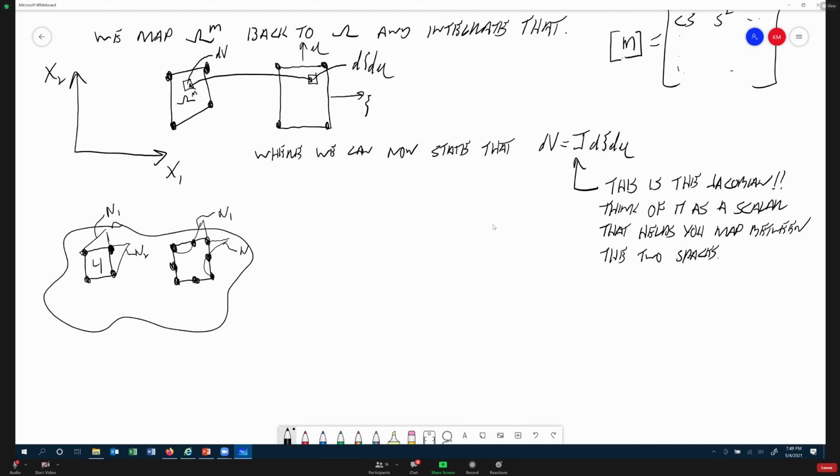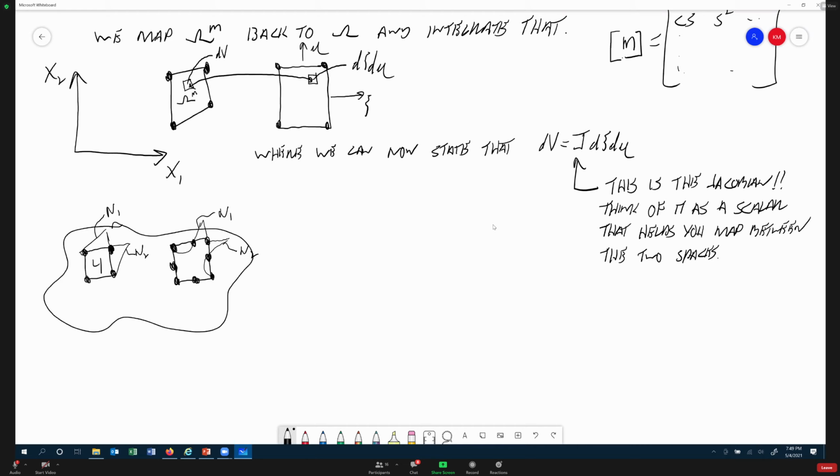N1, N2. So if you have different element types within your body, you're going to have different Jacobians. So your calculation process has to calculate this essentially for every element type. And specifically, it's going to do it for every element because every element is in a unique location.